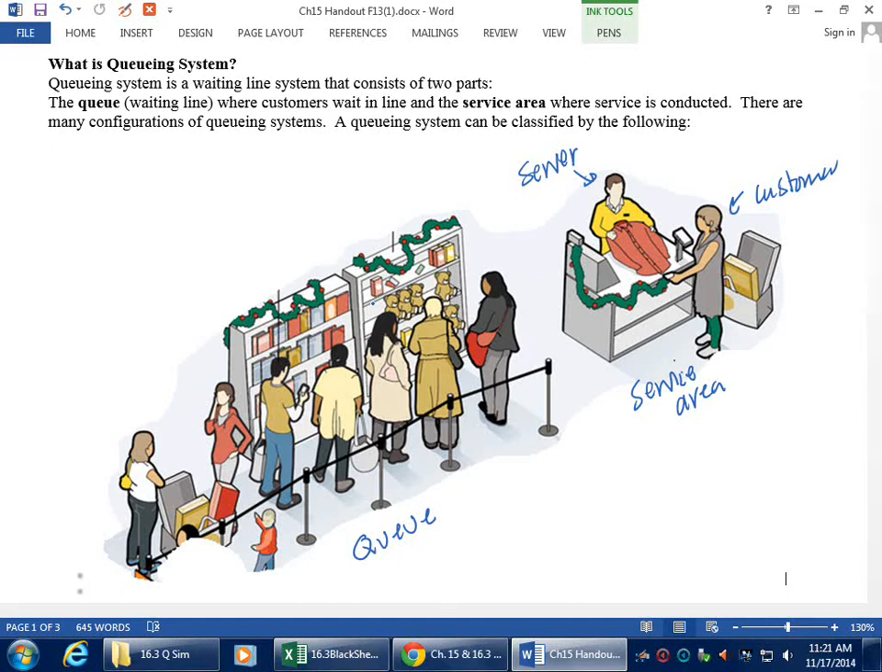On the other hand, if you try to really provide good service by providing lots of servers, lots of cashiers checking out the customers' purchases, the positive thing is that customers will be happy because they're not wasting time. They don't have to wait very much. But what is the downside of providing a lot of servers? Right, there's a cost.